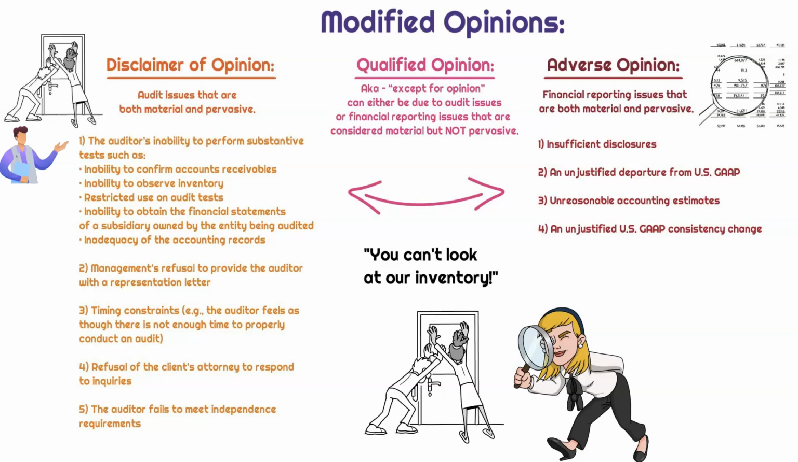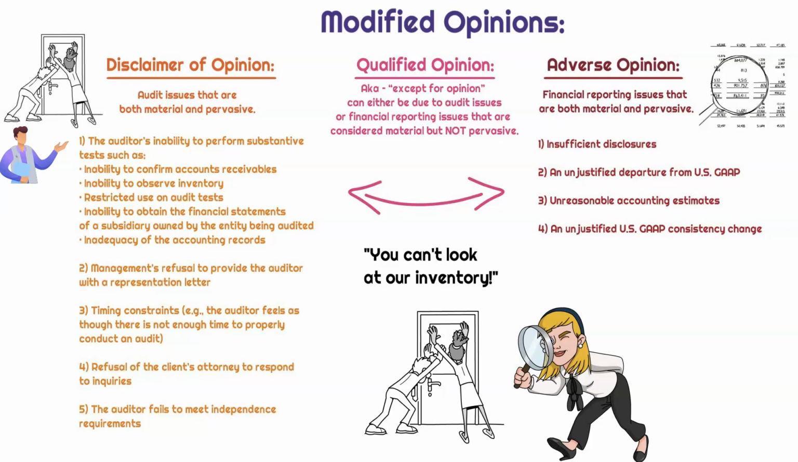So if they need to look at accounts receivables and confirm the amounts or observe inventory, and management says, no, we can't let you do that, well, then how are we going to come to a conclusion about those balances? If those balances are considered material and pervasive to the financial statements, well, then that would be considered a scope limitation that could result in a disclaimer of opinion.